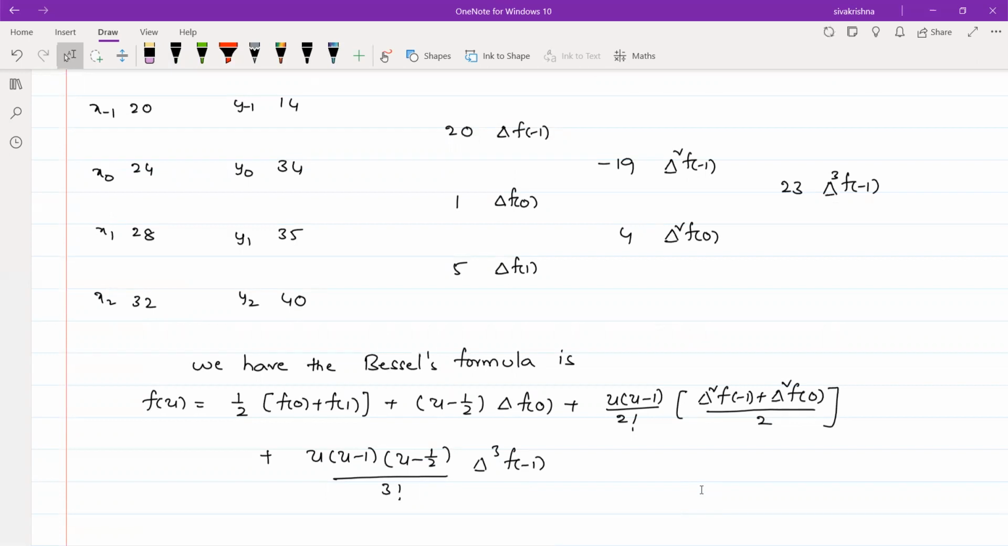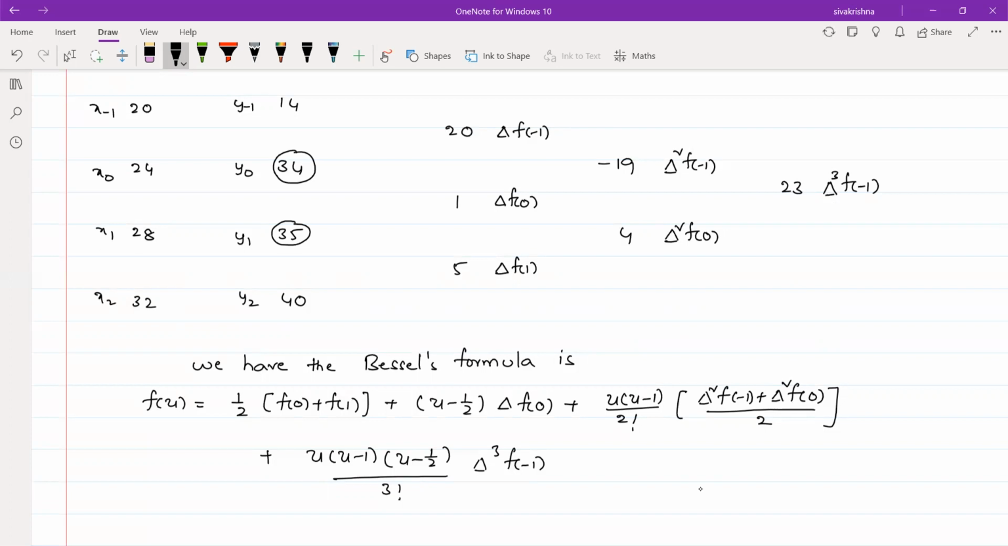The first values we have to round are f of 0 and also f of 1. Here f of 0 is nothing but 34. We can treat y0 as f of 0, so we have to round 34, and also y1, that is 35. So y0 can also be named as f of 0, and y1 can also be named as f of 1. So first we have to round those two values.